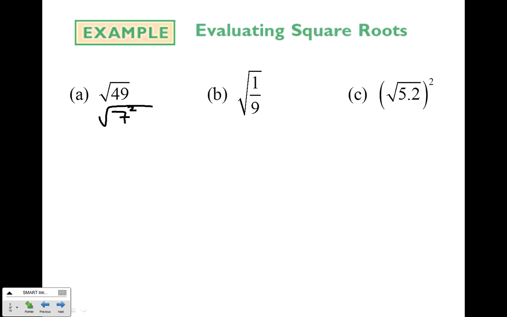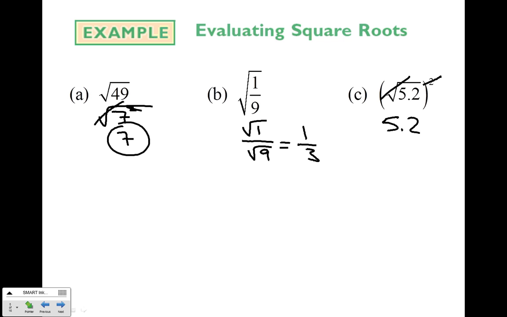Square root of 7 squared, right? I put that up there just so we remember that square root and the squaring cancel out. We're left with 7. What about fractions? We can treat this as 2 separate square roots and get 1 over 3. All right, and here's the same rule that we talked about in A. The square root and the squaring cancel, and it just leaves us with 5.2.